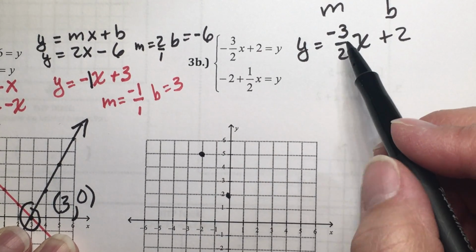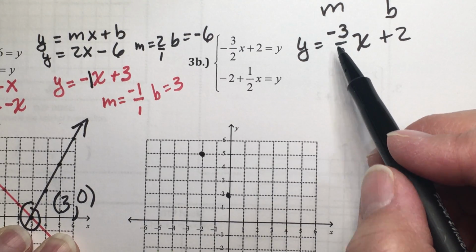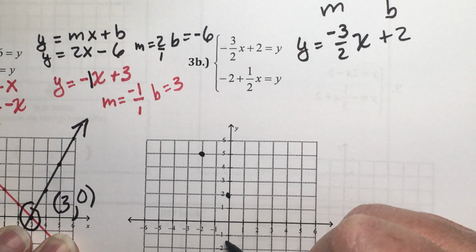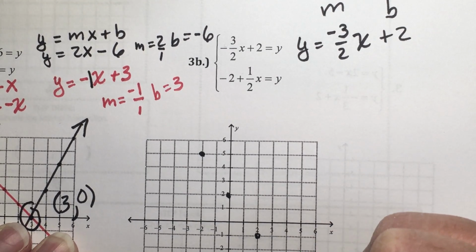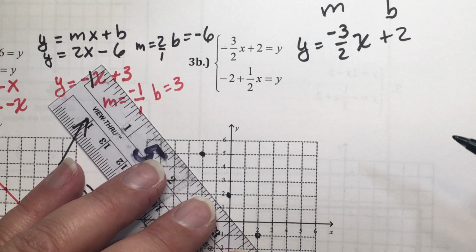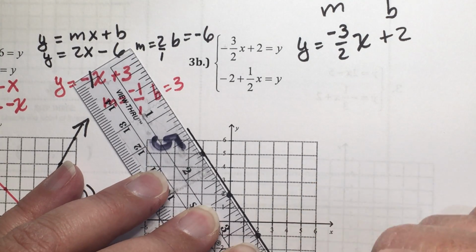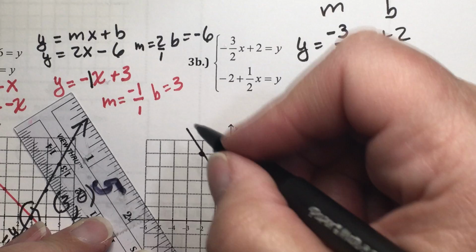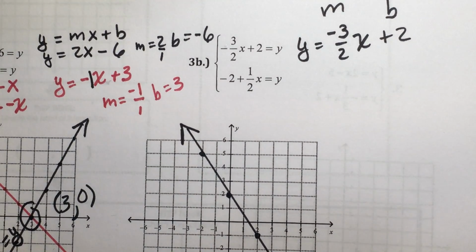But I don't have enough points. Or I could go down 3, right 2, because it's still negative. Down 3, 1, 2, 3, right 2. Now I have a line going all the way across my coordinate plane. And draw my line. Put arrows on it. And in a minute I'll go back and write the equation.